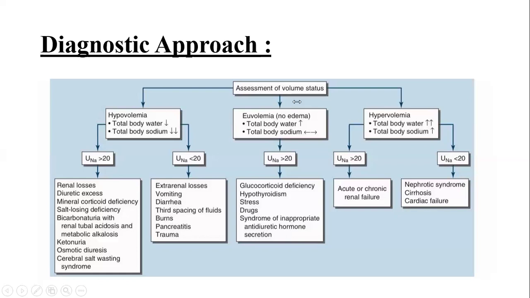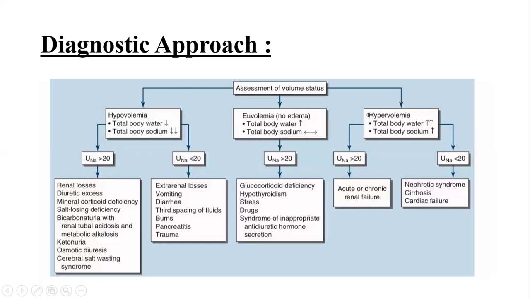If there is euvolemia, where there is no edema, total body water is more and the total body sodium is normal. Here, if urinary sodium is more than 20, causes are like glucocorticoid deficiency, hypothyroidism, stress, drug-induced, or syndrome of inappropriate antidiuretic hormone secretion, that is SIADH. So SIADH is the cause of euvolemic hyponatremia.